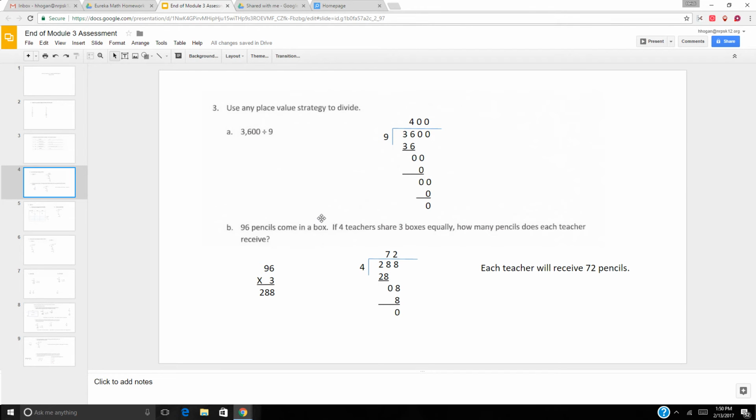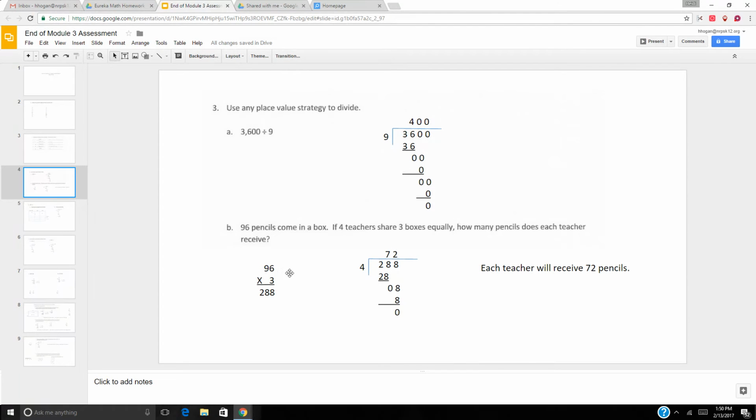Now this one's a little trickier. 96 pencils come in a box. If 4 teachers share 3 boxes equally, so there are 3 boxes of 96, how many pencils does each teacher receive? Well, first we have to know how many pencils there are. There are 3 boxes, and each box has 96. So that is 96 times 3. Because we have 3 boxes of 96.